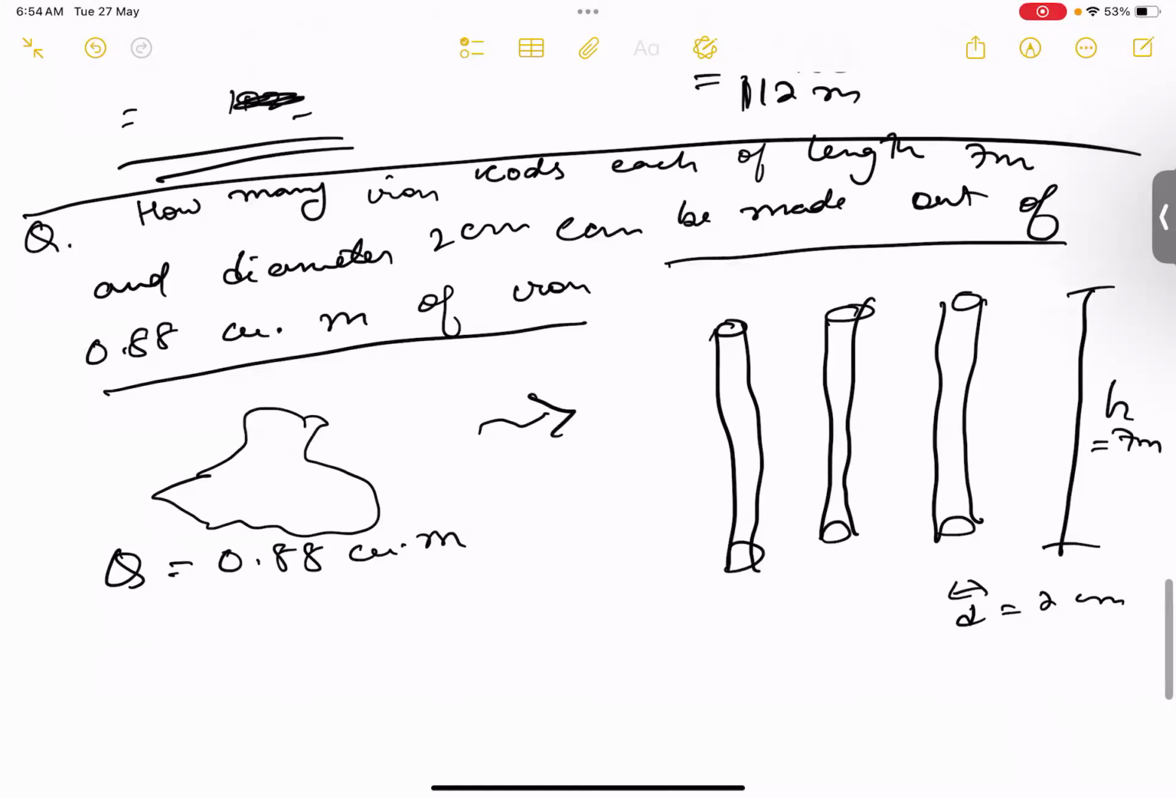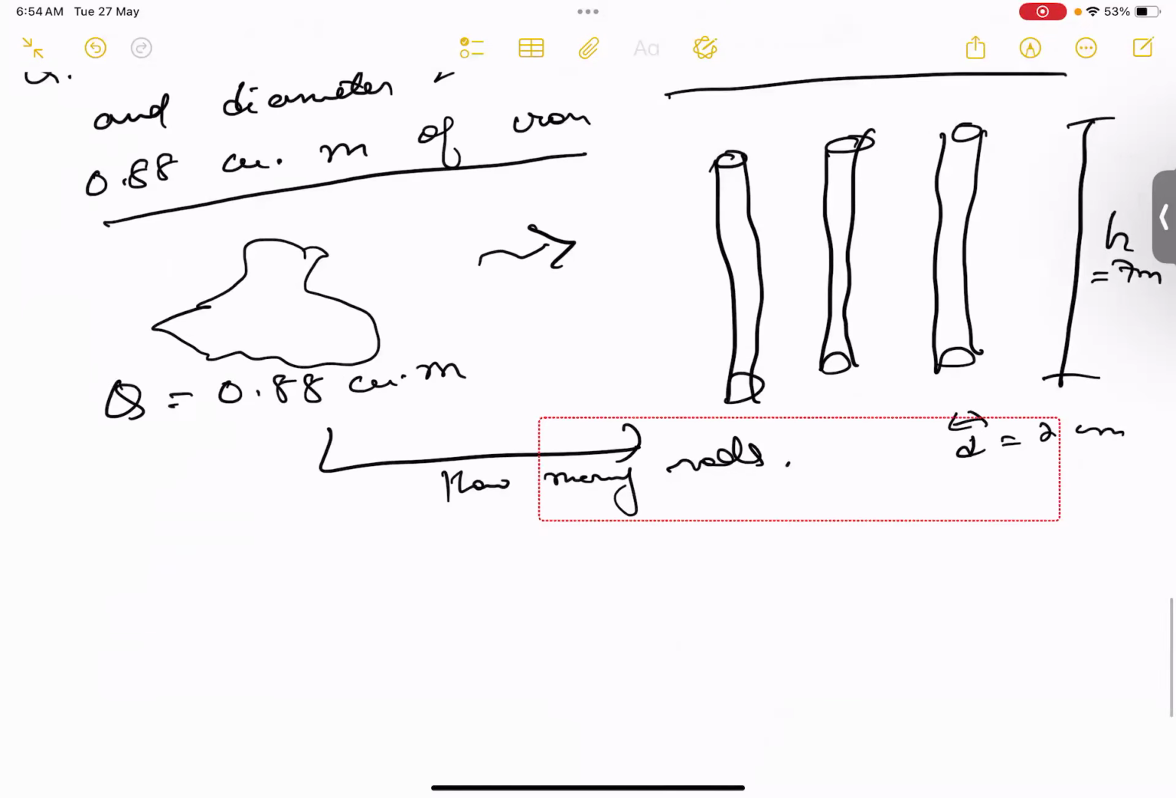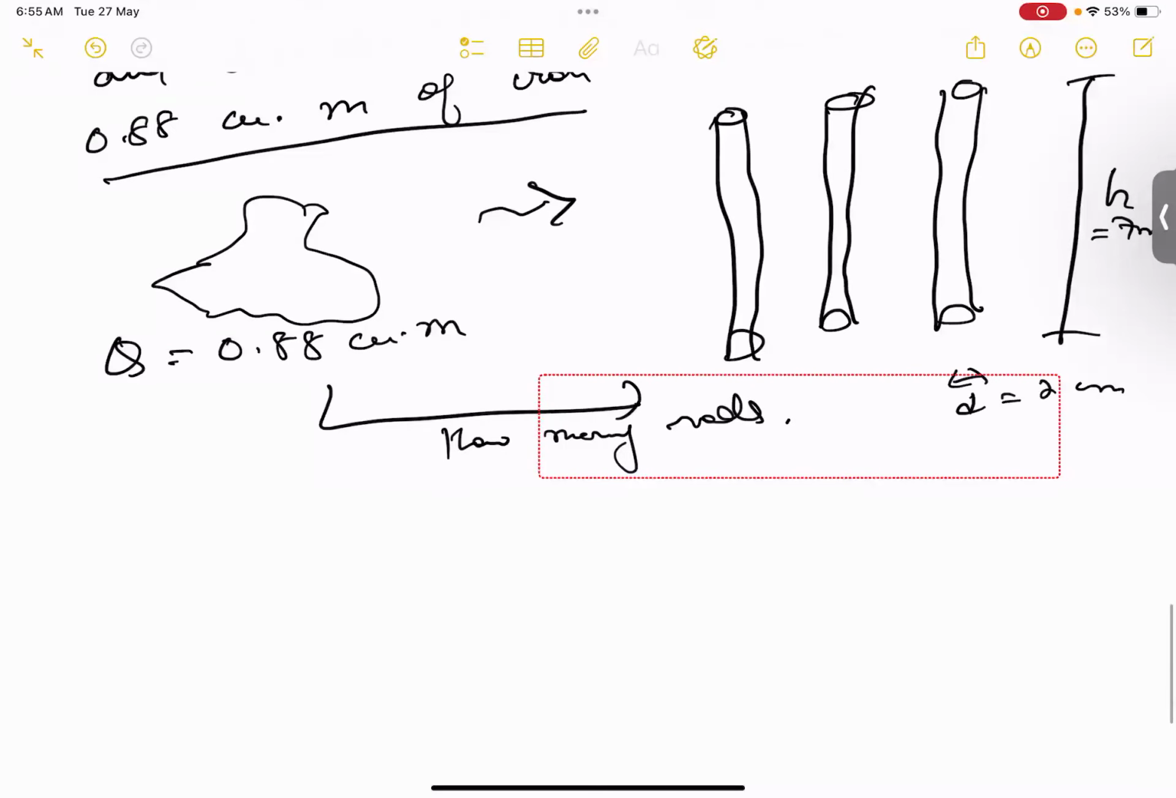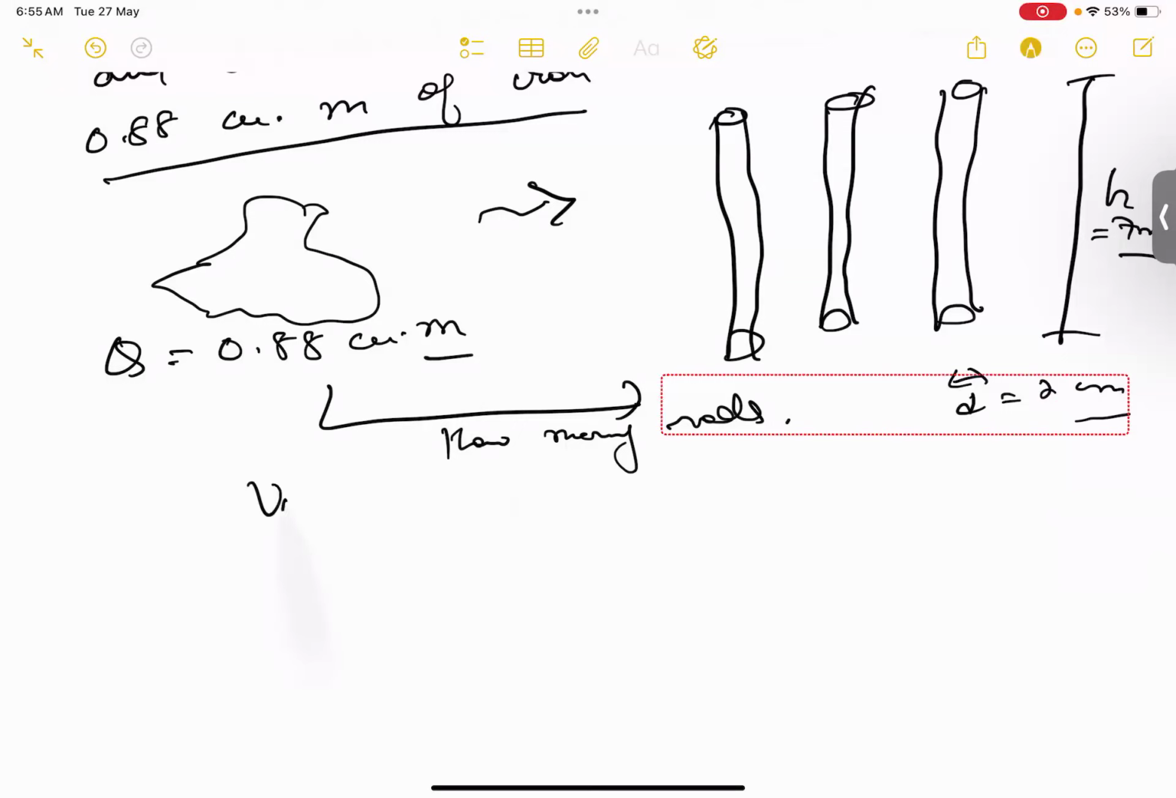We have to see how many rods can be made out of this. So you try to solve this question. The way to solve is like this: first you convert all these units into the same unit, since here it is meter, this is meter, and this is centimeters. You first convert it into a common unit, and after that you see this volume and volume of one cylinder.